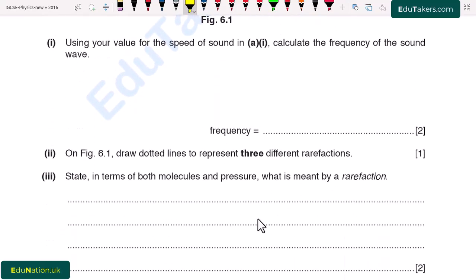Part 1. Using your value for the speed of sound in A, part 1, calculate the frequency of the sound wave. So here we have to calculate the frequency of the sound wave. First of all, I write here the formula that speed of sound will be equal to frequency and lambda, which is the wavelength. From here we have to find out f. It will be equal to v over lambda.